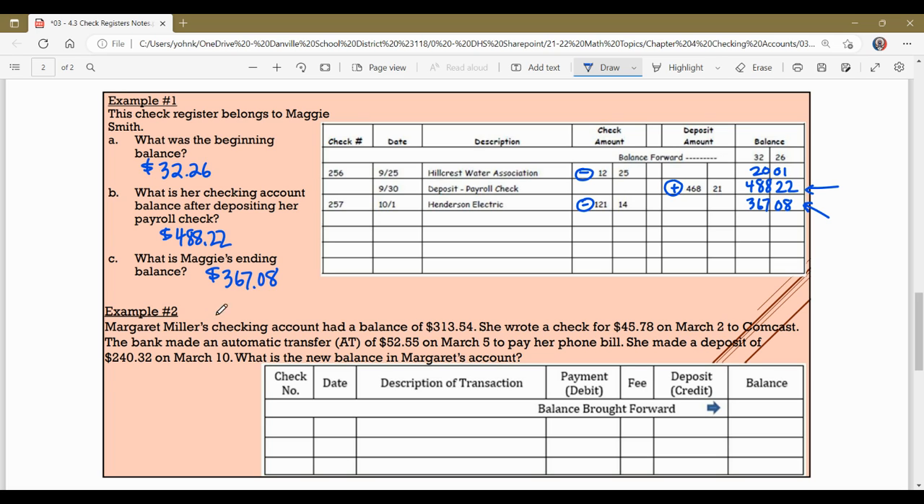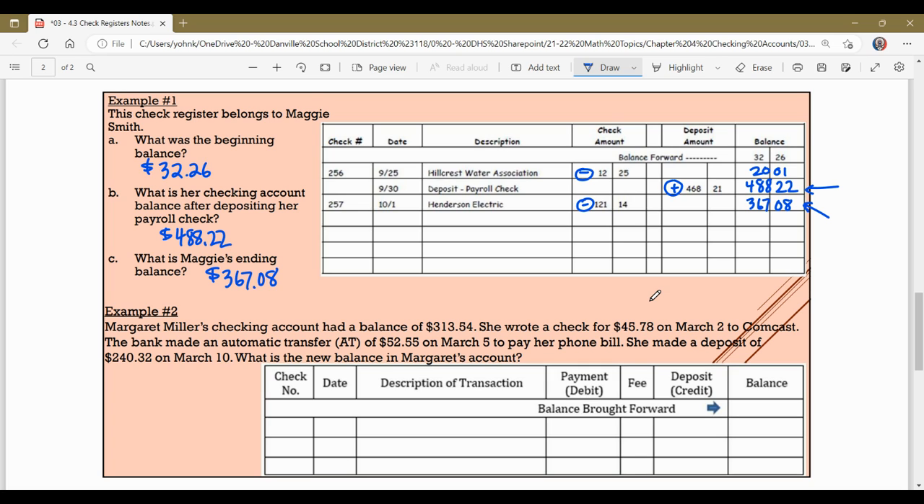Okay, number 2, Margaret Miller's checking account had a balance of $313.54. She wrote a check for $45.78 on March 2nd to Comcast. The bank made an automatic transfer, or an AT, of $52.55 on March 5th to pay her phone bill. She made a deposit of $240.32 on March 10th. What is the new balance in Margaret's account?